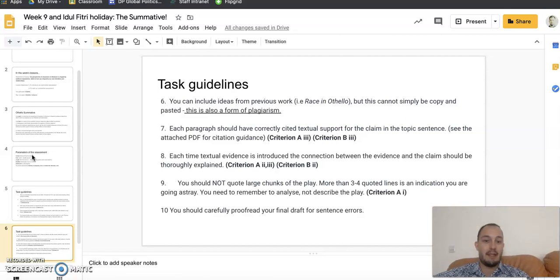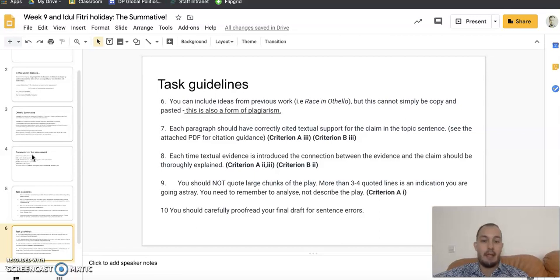Each paragraph should have correctly cited textual support for the claim in the topic sentence. We've given you a PDF for citation guidance with MLA. I'm sure you all know how to use MLA, but this is specific to MLA in Shakespeare. Each time you give a quote, you give textual evidence, you have to thoroughly explain it. You can't just put quotes in and think that's your explanation. You should not just quote large chunks of the play. More than 3 to 4 lines or 25 words is an indication you're quoting too much. So remember, you're analyzing, you're not describing the play.